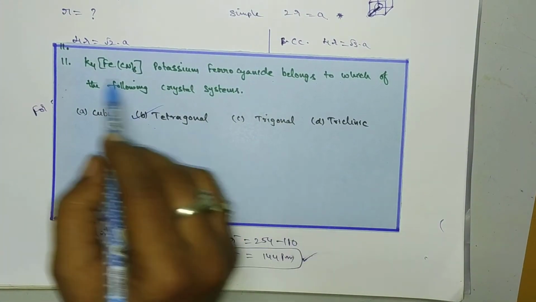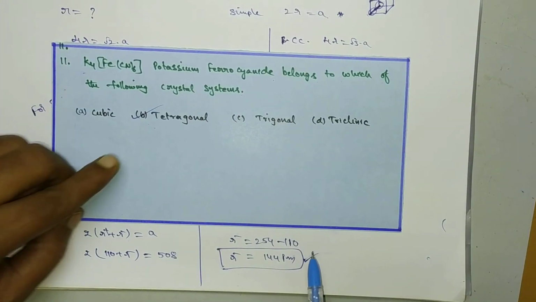So the tetragonal geometry, K4[Fe(CN)6] belongs to tetragonal geometry.